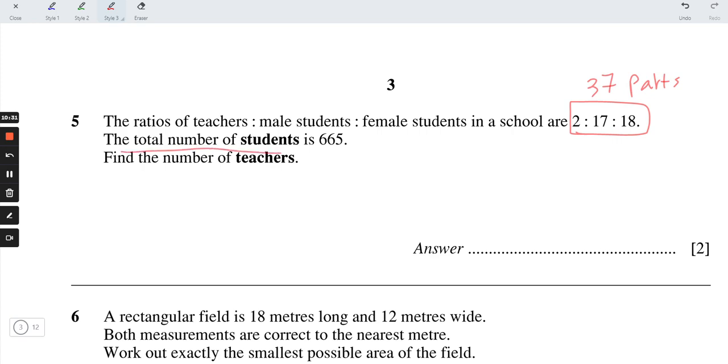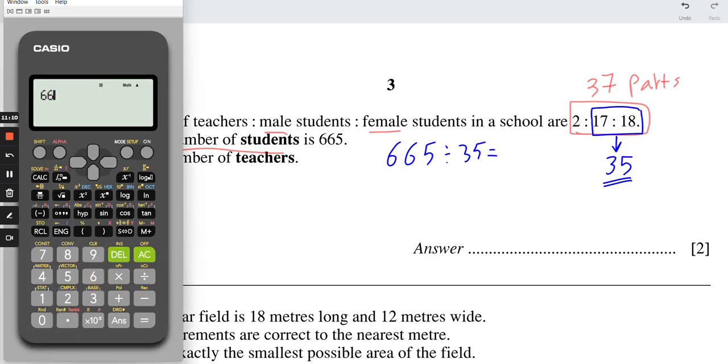Now the total number of students, they didn't say male or female. That means the total number of students is 665 for both male and female. So here a total for male and female, 17 plus 18 will get 35. So we have 35 total parts for female and male students. So if you divide 665 by 35, we'll get each part equal to what? So we'll use our calculator. 665 divided by 35 will get 19.